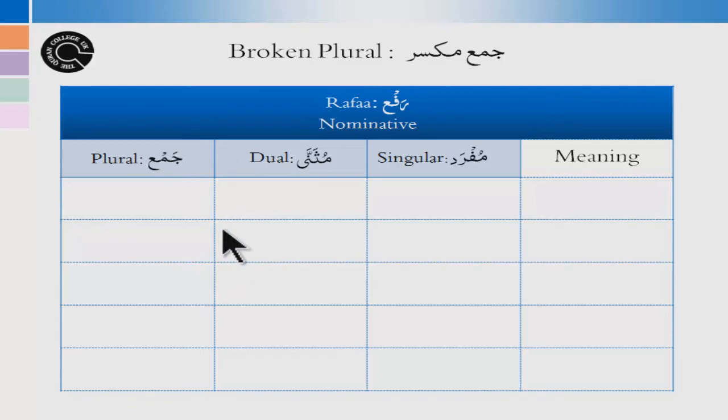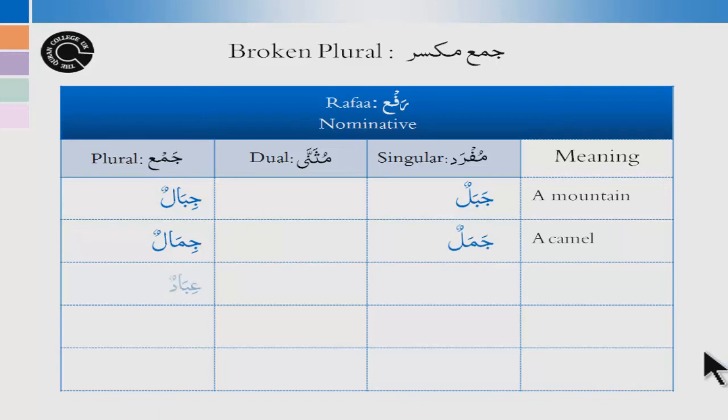The word that we have seen in the vocabulary section, let's bring them here, and that is the jibalun is the broken plural of jabalun. Another one, jimalun is the broken plural of jamalun, and ibadun is the broken plural of abdun, and then biharun is the broken plural of bahrun, and kiramun is the broken plural of karimun.